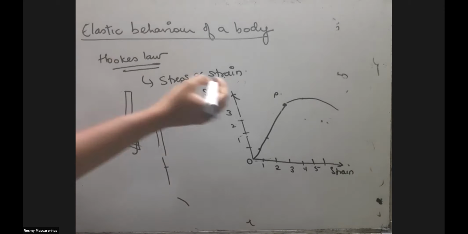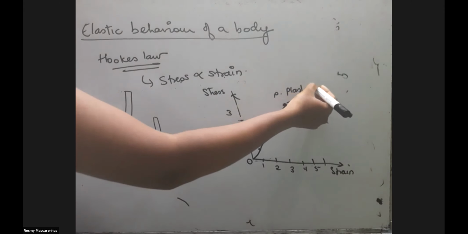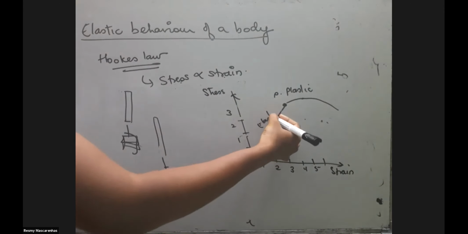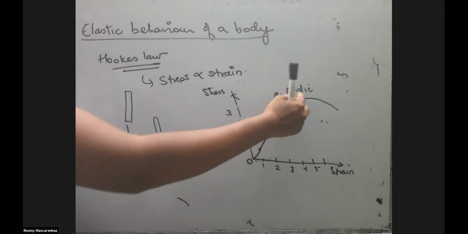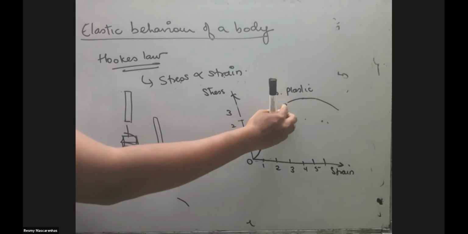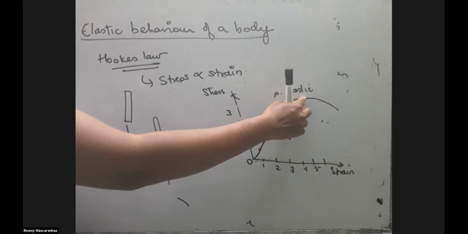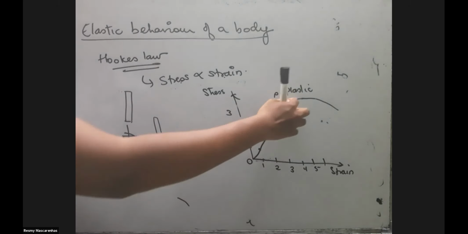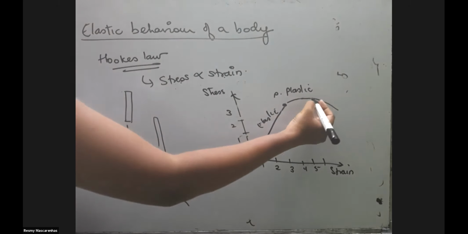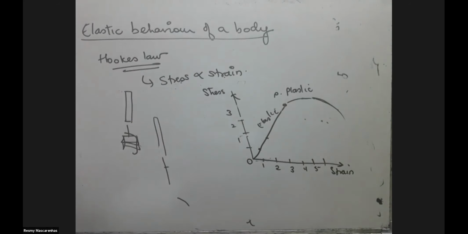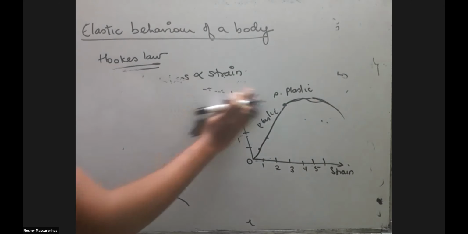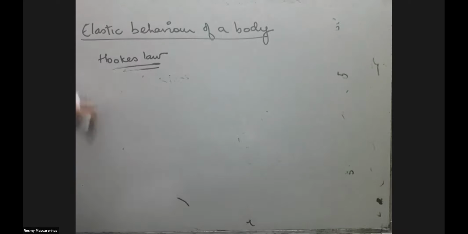So from elastic, it goes to plastic. Till this part it is elastic, it goes back. But once it crosses this point, that rubber band will not come back to its original position. It will lose its shape, and if you keep dragging it, it will break. Okay, it's not exactly like this. I'll show you the correct graph. So you can just draw the graph first, and then I'll give you the explanation part.